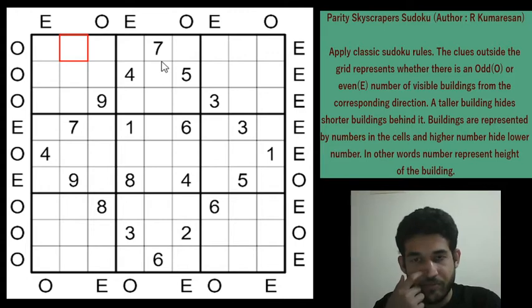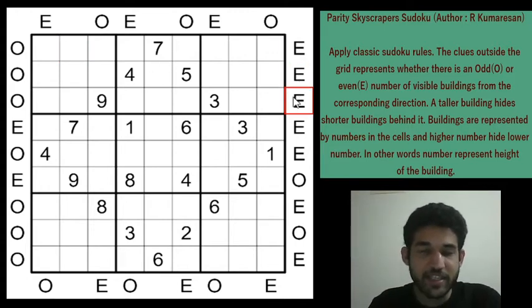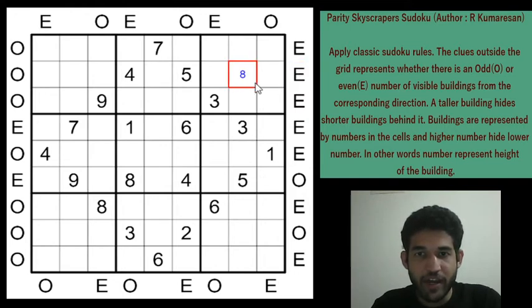The next one is when you have an even clue outside, 8 can never be the second cell from that direction. This is the third tip, right? Let us now see why we can't have an 8 as the second cell from the corresponding direction when we have an even clue outside. So let us take this even clue. If you have an 8 here, what happens?